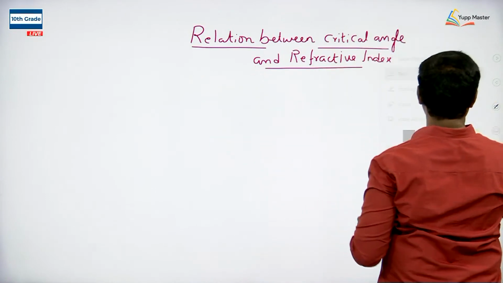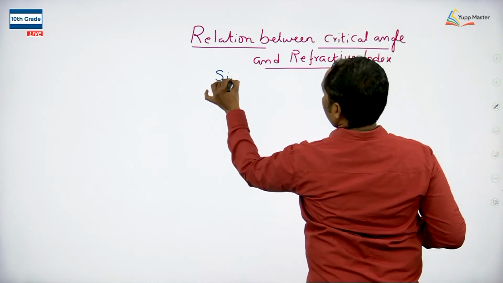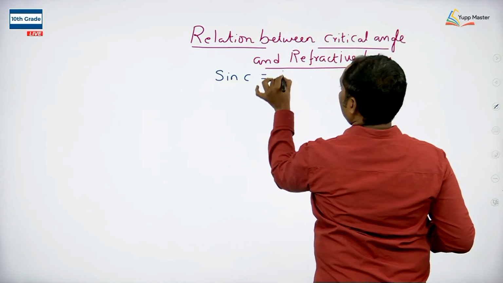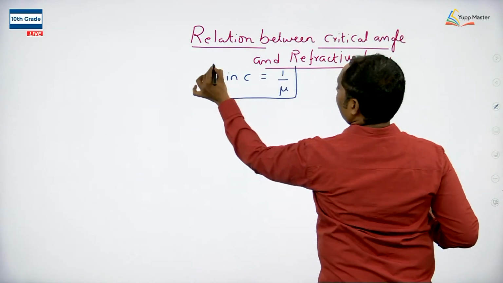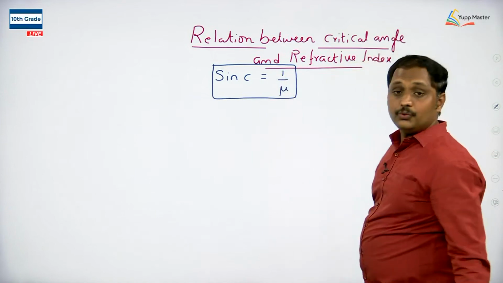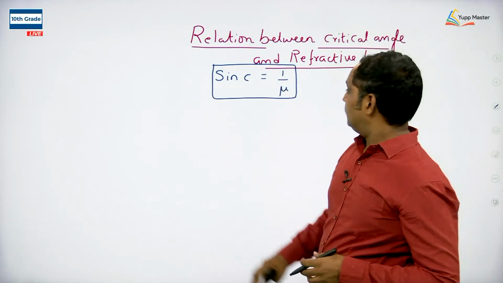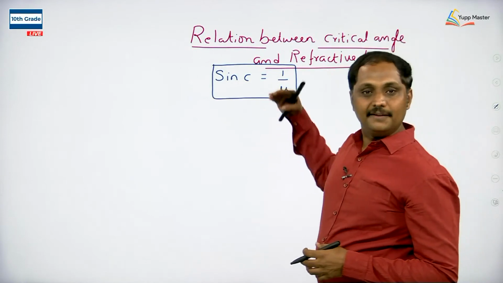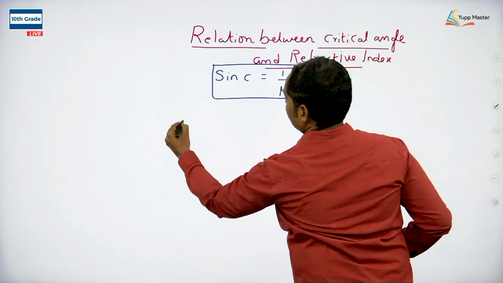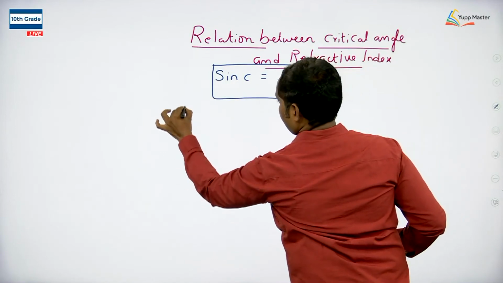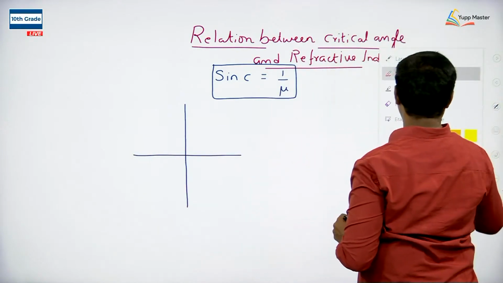So, that relation is sin C is equal to 1 by mu. This is the relation. How can you obtain this relation? By applying Snell's law to the denser-rarer medium interface. So, please have a look.